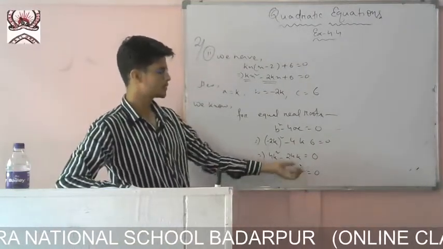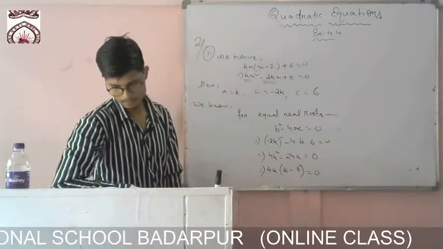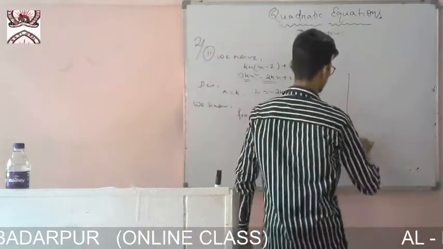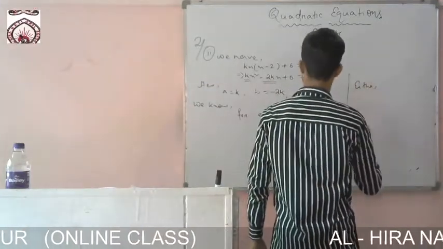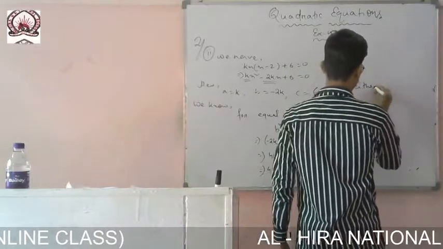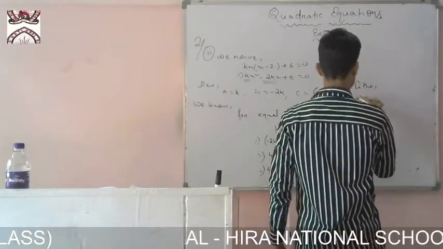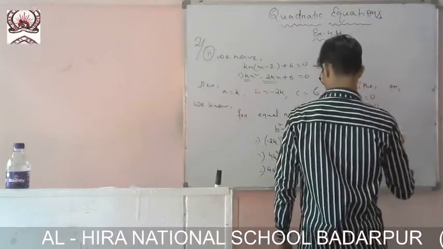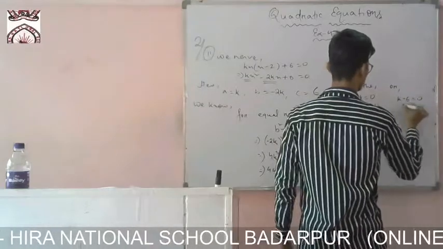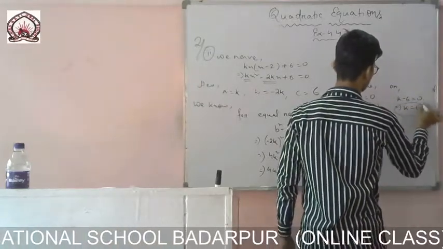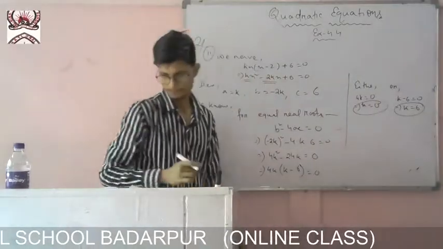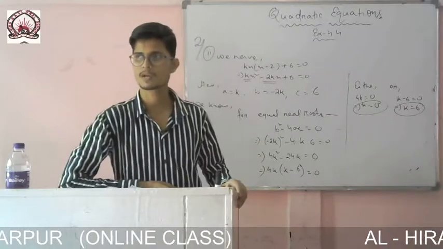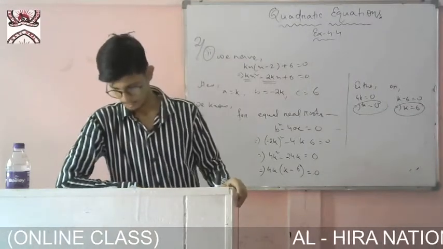So either 4k will be equals to 0 or k minus 6 will be equals to 0. So 4k equals to 0, so k will be equals to 0, or k minus 6 equals to 0 implies k equals to 6. So these are the two values, it may be any one. So the value of k is equals to 0 or k equals to 6. Okay, so this is the solution.